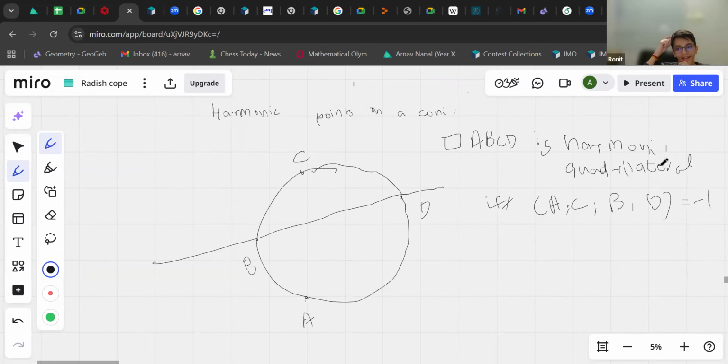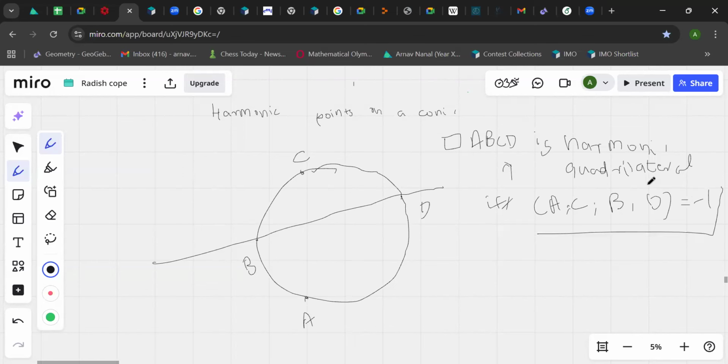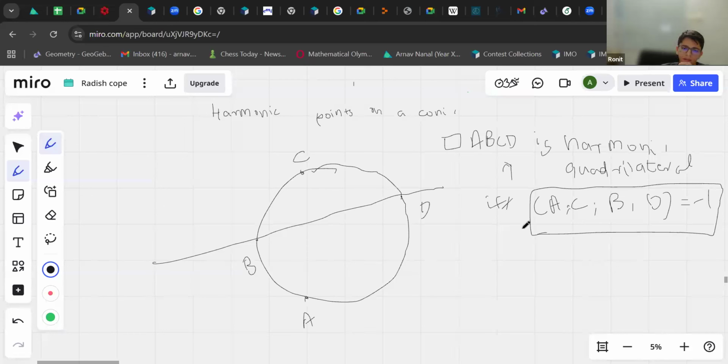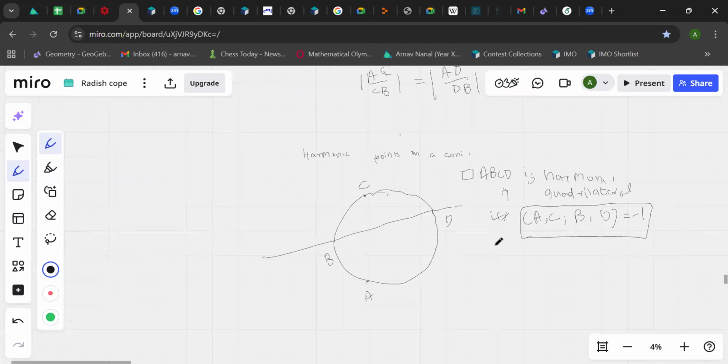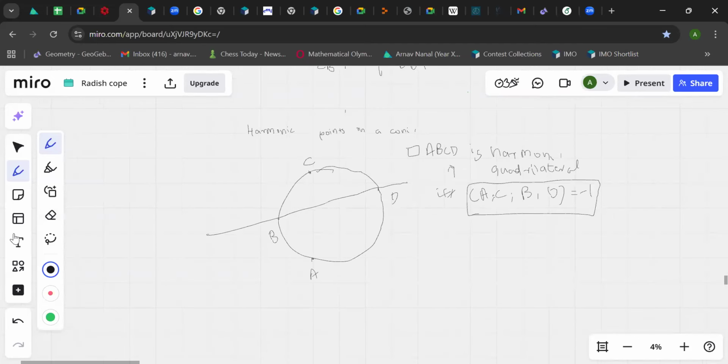I think I said that. Yeah, no, I mean this is the definition. This is what I say when it's a harmonic quadrilateral. But do you know when this holds? When does this happen? No. Okay, that's good. Now we will try to derive it. Derive it in the sense that we'll just try to do it.